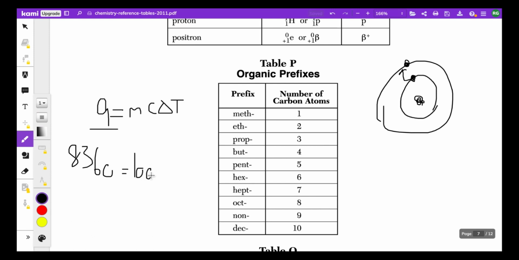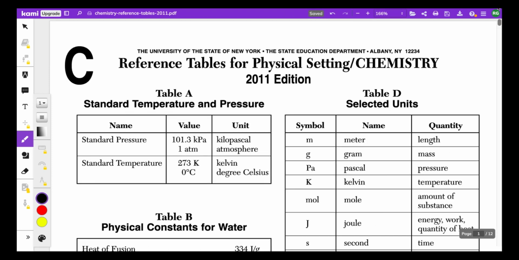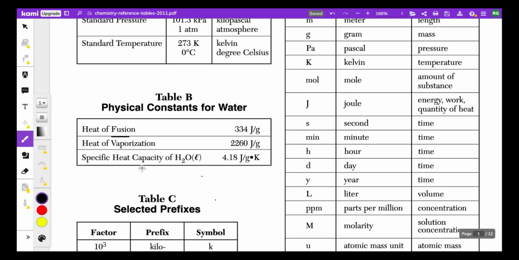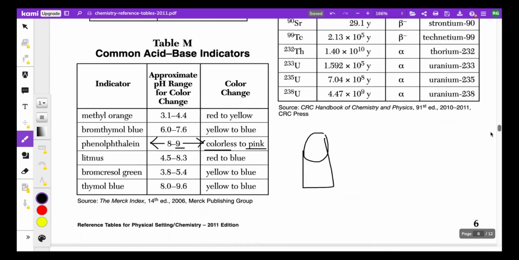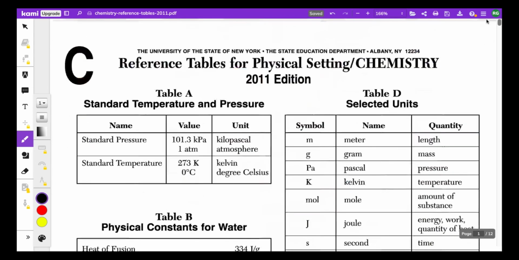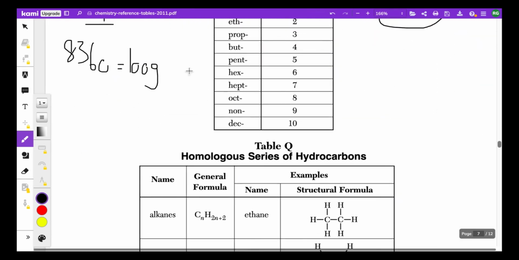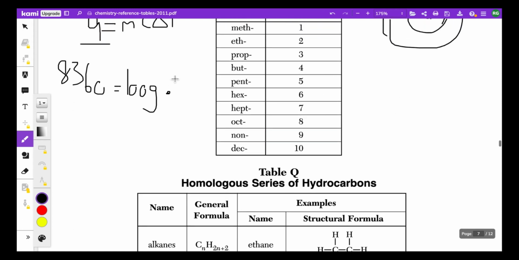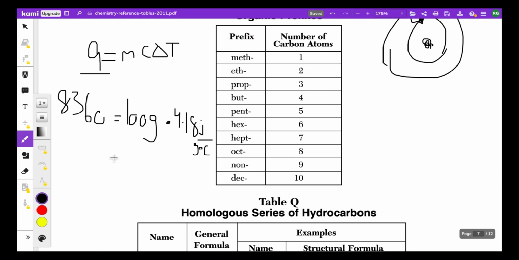Then you have your C. C is the specific heat capacity of water. And you can scroll up here. Water has a specific heat capacity of 4.184 joules per gram times degrees Celsius, and times your change in temperature.